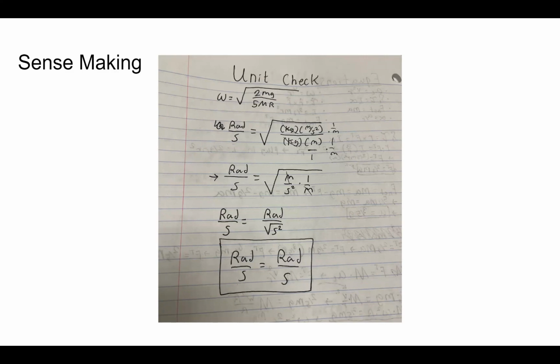That eventually just turns into 1 over second squared, which, since there's no unit on top, we can assume there are radians, and then that eventually just turns into radians over second, which is the unit for angular velocity.